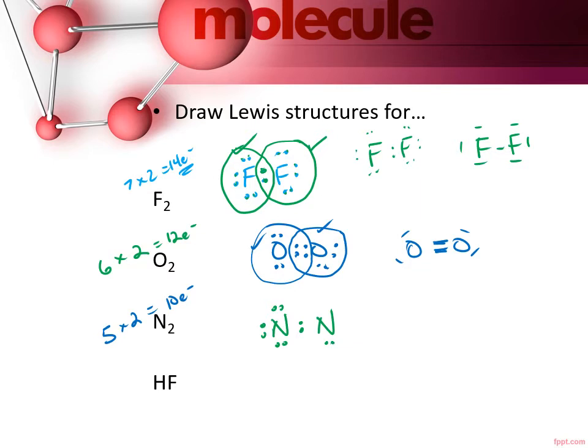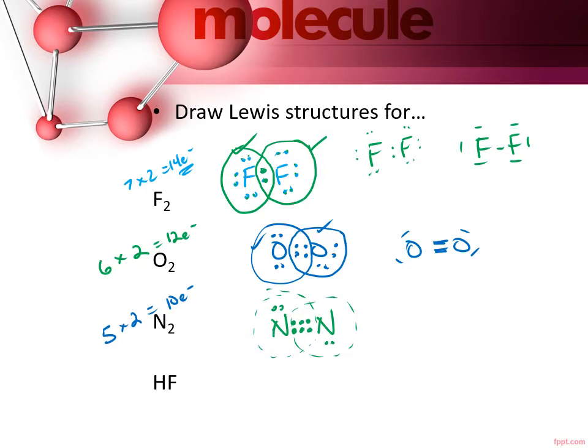One of those nitrogens is very happy, the other one is not. So I'm going to erase, and I'm going to go like this and make a double bond. Well, this nitrogen has 8, but this guy still only has 6. Not good enough. We're going to steal again, and we're going to make, oh my goodness, a triple bond. 3 shared pairs of electrons.